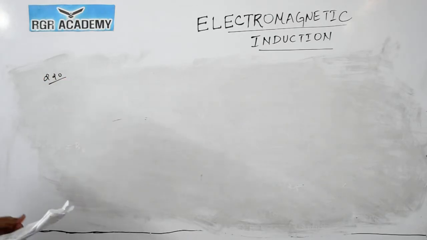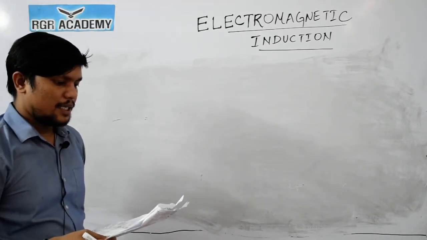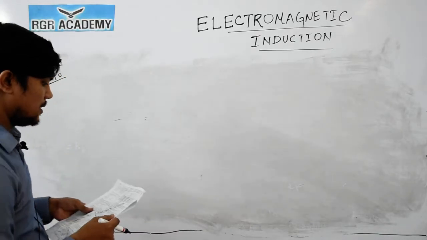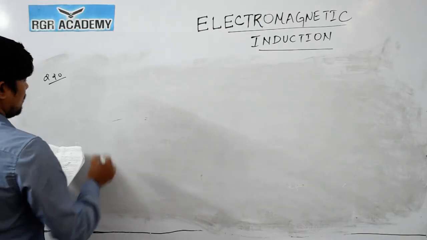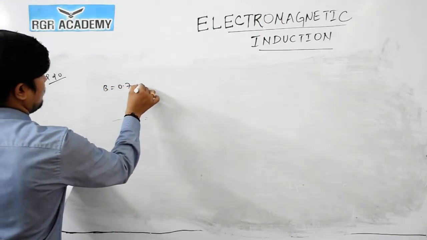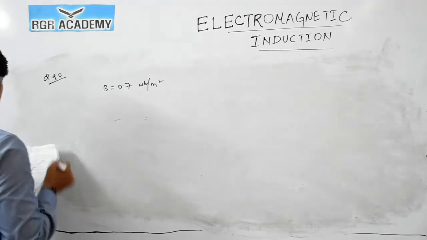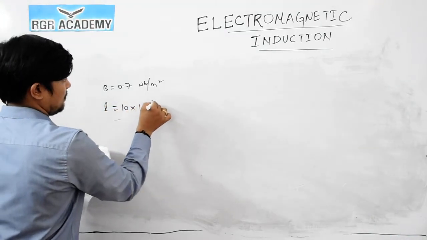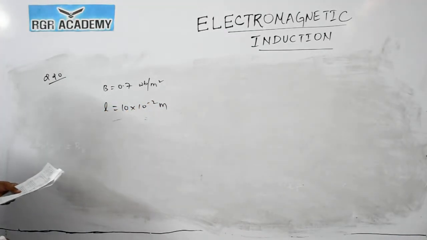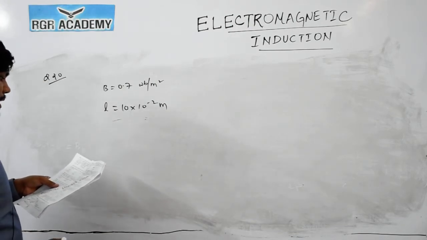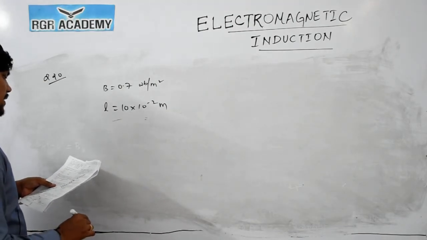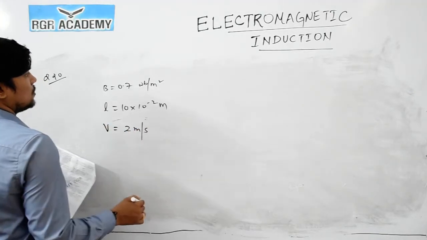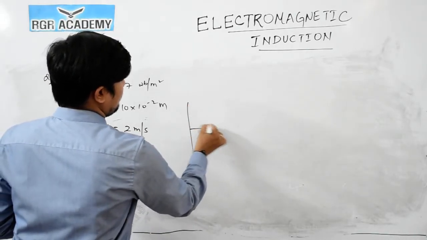The question number 20 is: the magnetic induction in a region between the pole faces of an electromagnet is 0.7 Weber per meter square. So again the magnetic field is given as 0.7 Weber per meter square. The induced EMF in a straight conductor of length 10 centimeter, so 10 into 10 to the power minus 2 meter, perpendicular to B and moving perpendicular to both the magnetic field and its own length with the velocity. So velocity is given as 2 meter per second.